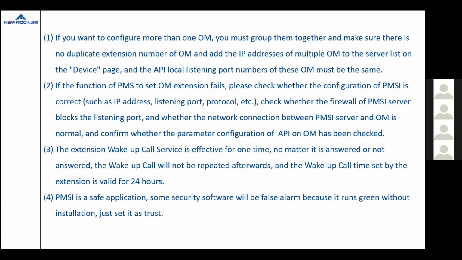And second, if the PMS function to set OM extension fails, please check whether the configuration of PMSI is correct, such as IP address, listening port, protocol, and so on. And also check whether the firewall of the PMSI server blocks the listening port and whether the network connection between the PMSI server and OM is normal. And also we need to confirm whether the parameter configuration of API on OM has been checked.